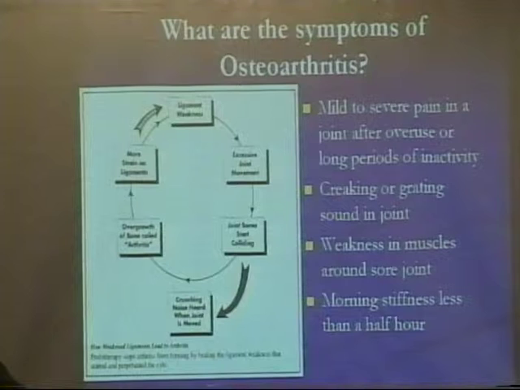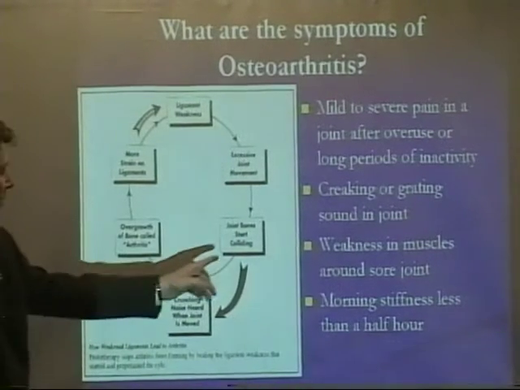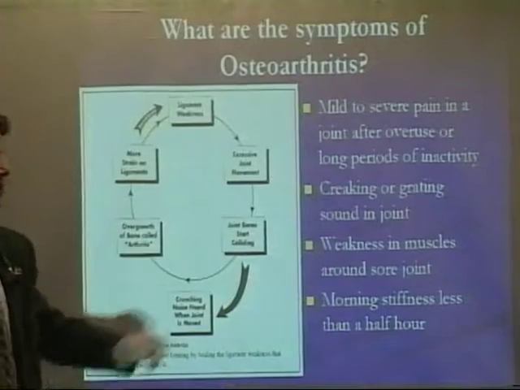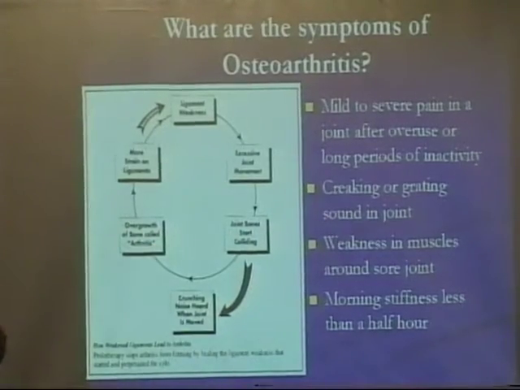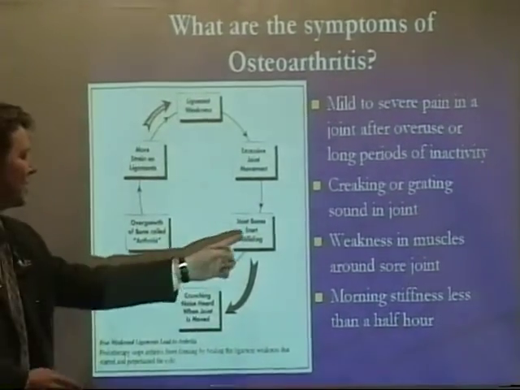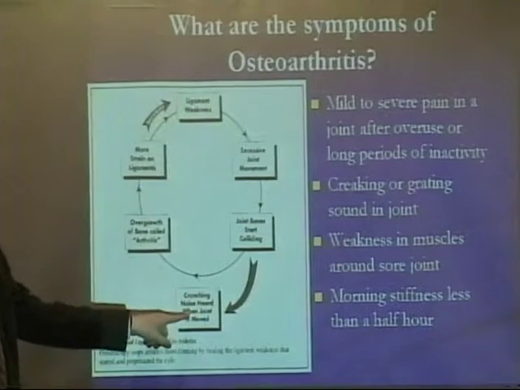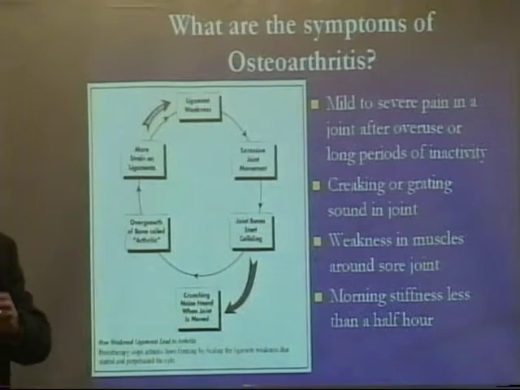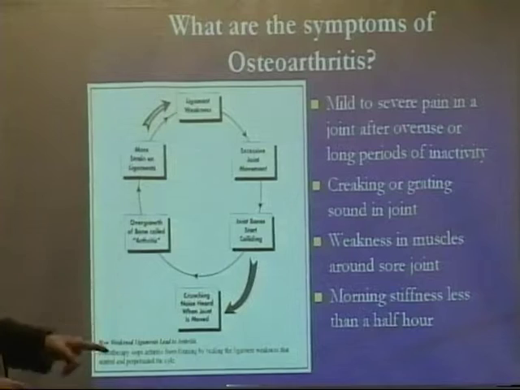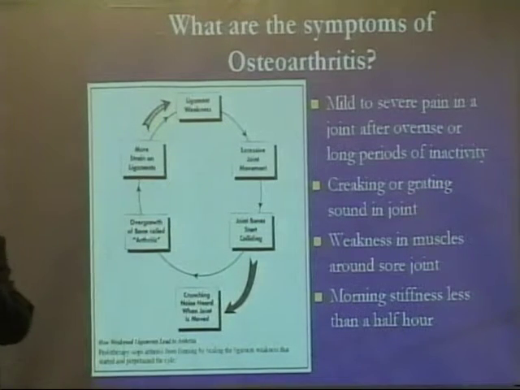Here I have a diagram. It is a diagram showing the vicious cycle of osteoarthritis. I've mentioned this already, where we see joint bones starting to collide together, and the knee is a perfect example. We start seeing them collide together. We hear the crunching noise when the joint is moved. That's a grating sound. Overgrowth of bone called arthritis, those little bony spurs that rub up against each other.